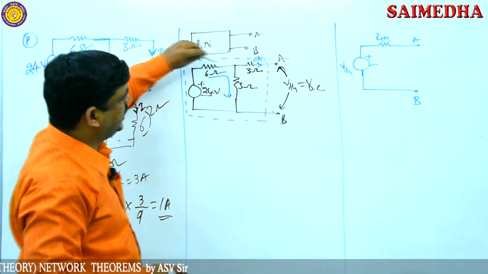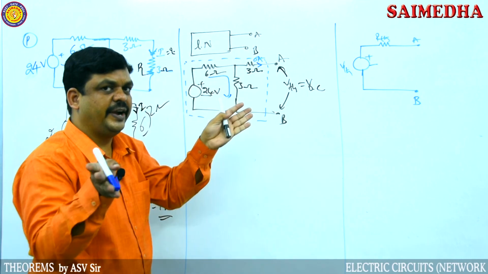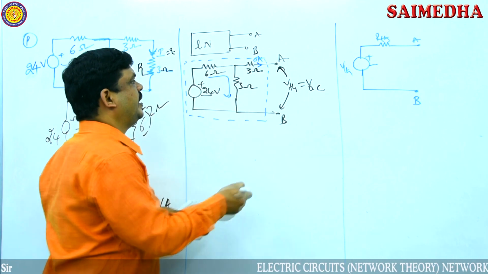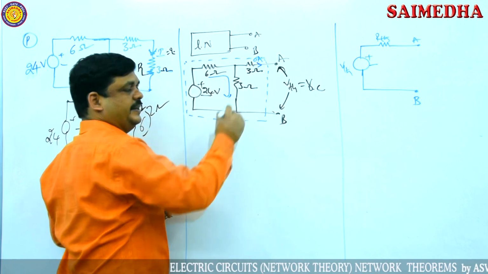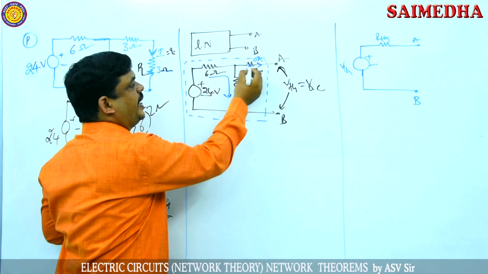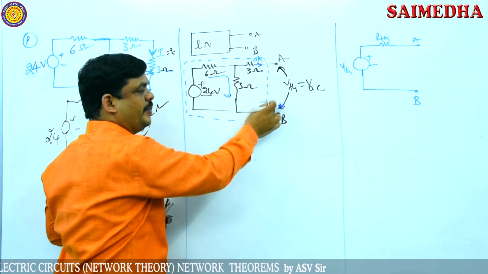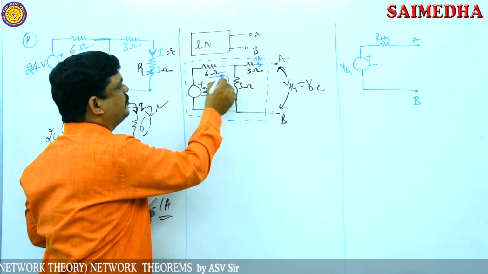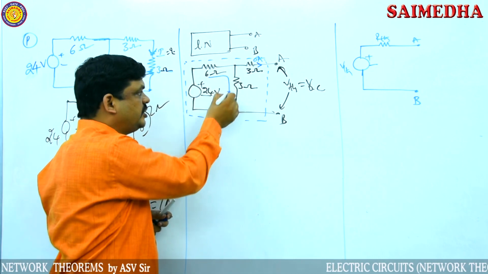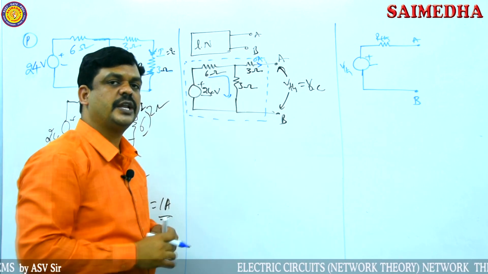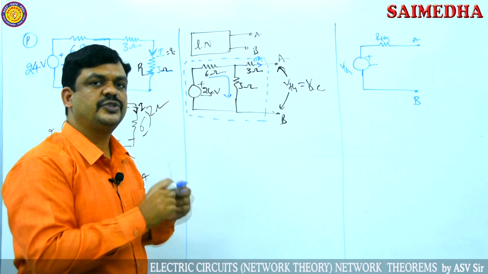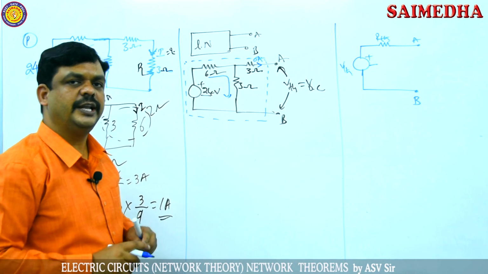Because in general cases, at this junction point the current has to divide, this side and this side. But the current through this branch is 0 amperes because this is open circuited. Then the total current flows through this path. So these two resistors are connected in series combination, the 6 ohms resistor and the 3 ohms resistor both in series.